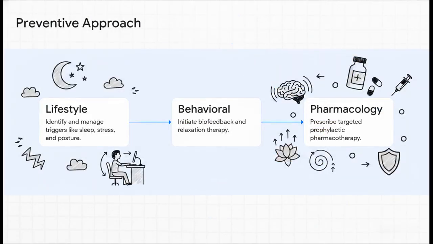Our stepped approach begins right at the foundation, identifying and managing lifestyle triggers. We're talking poor sleep, unmanaged stress, bad posture at their desk. Next, we highly recommend initiating behavioral therapy. Biofeedback combined with relaxation therapy has incredibly strong evidence-based efficacy. It literally trains the patient to consciously lower that pericranial muscle tension we talked about earlier. Only after or alongside these steps do we move to step 3, which is prescribing targeted prophylactic pharmacotherapy.